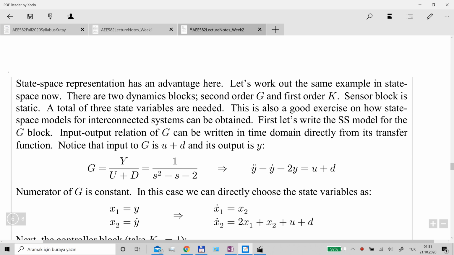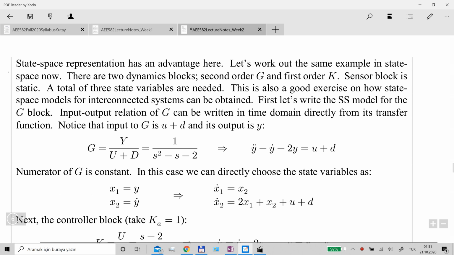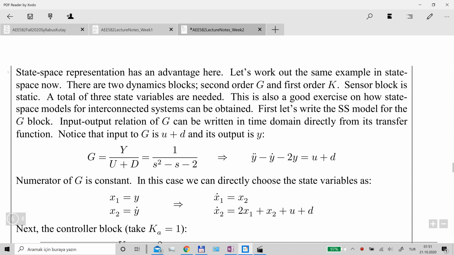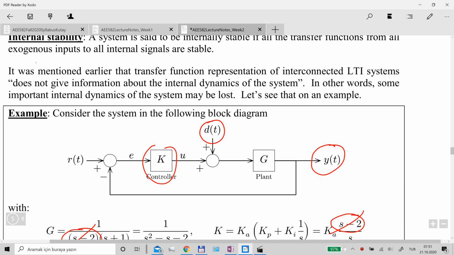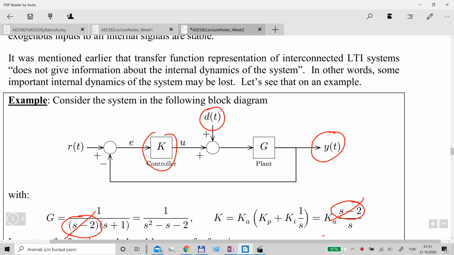you will see that internal dynamics will be seen. Okay, so what I'm going to do now is I'm going to write the closed loop system using the Statespace approach. So this is also a good exercise for writing the models for interconnected systems. So let's go back to the block diagram. And we have two blocks, two dynamic blocks, and each block can be expressed using Statespace approach, using Statespace model.